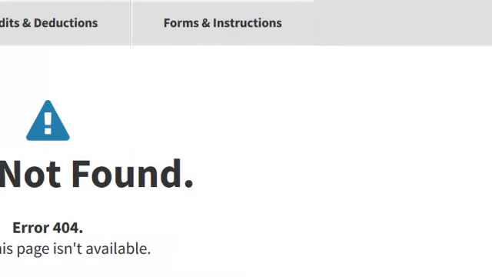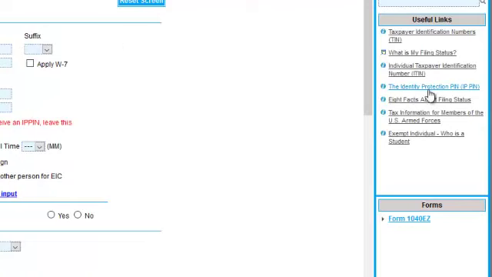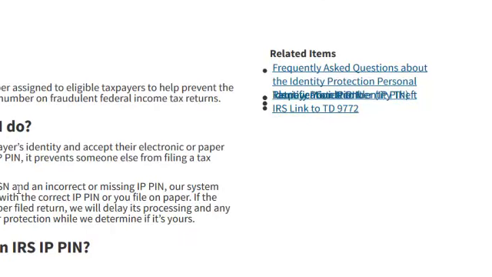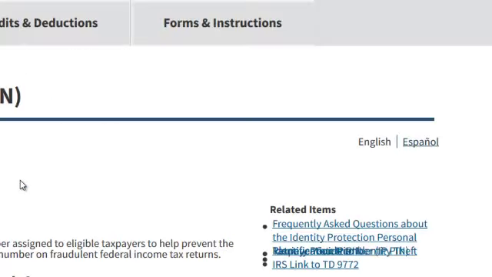It takes you to the IRS, and doesn't look like this one is working here. That's unusual. How about identity PIN number? See what it comes up with. And it explains to you what an IP PIN is. Okay, you can read up on it right here. But of course, by this time you will know what that means.